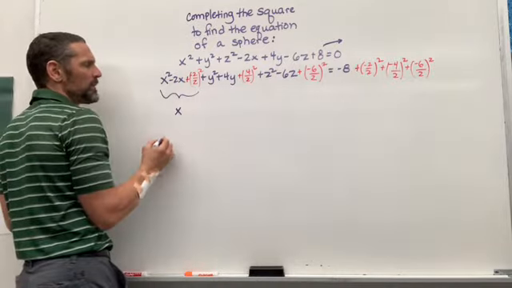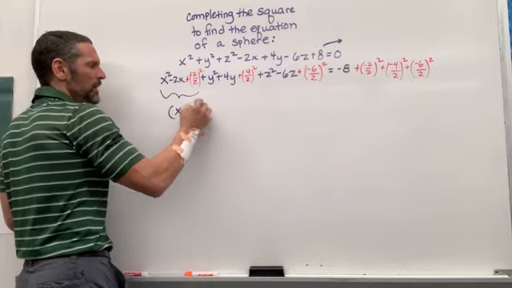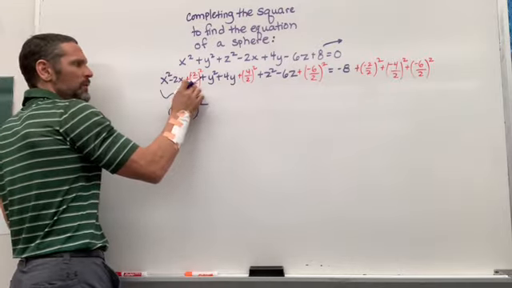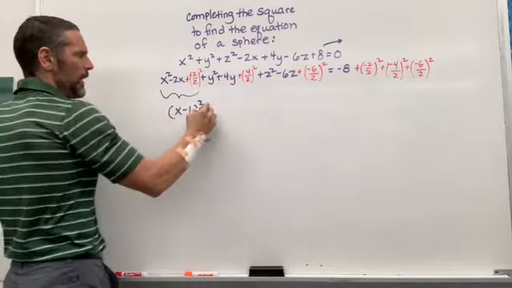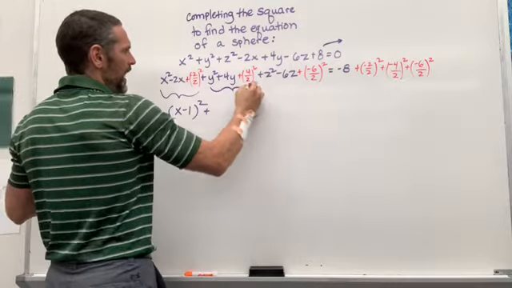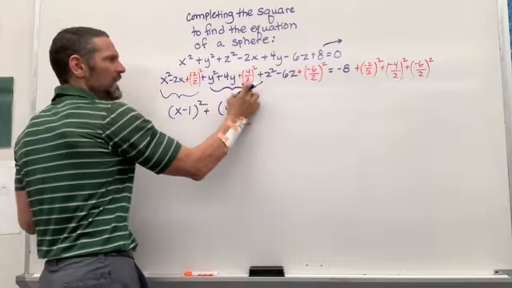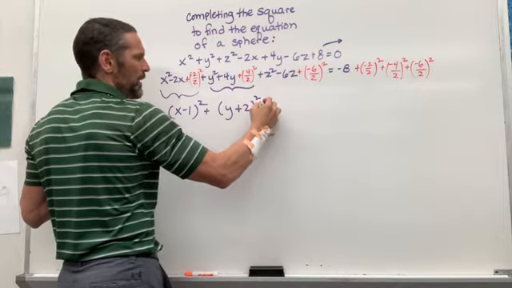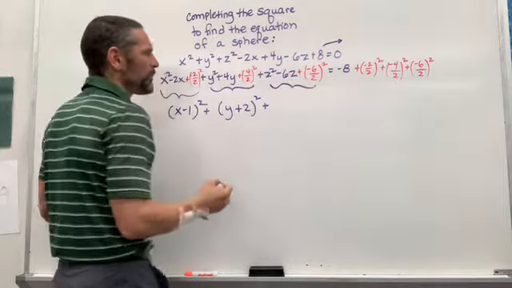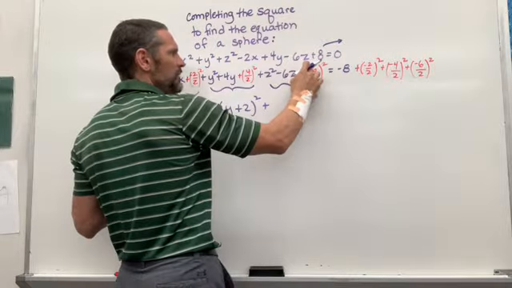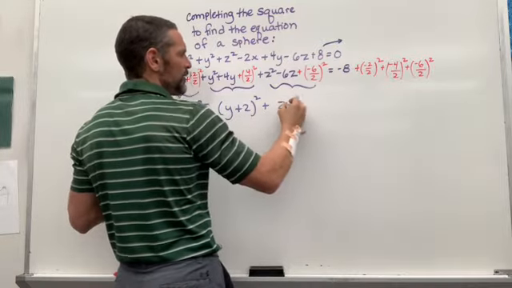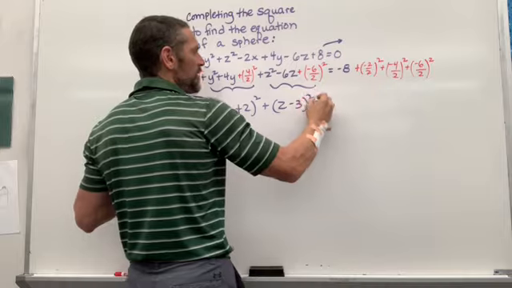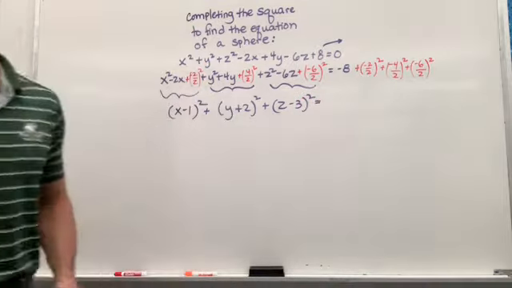So I know completing the square, I'll have x minus 1 squared. Why? Because -2 over 2 is -1. Plus, here, I see I'm going to have y inside this parentheses. 4 over 2 is plus 2. And I'll square that. And here, to complete the square, I have -6 over 2, which is -3. So it'll be z minus 3. You can trust that. That always works.